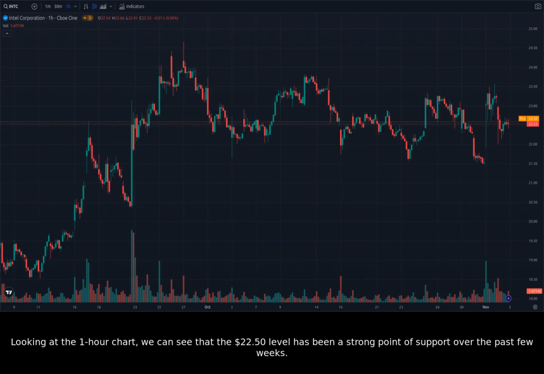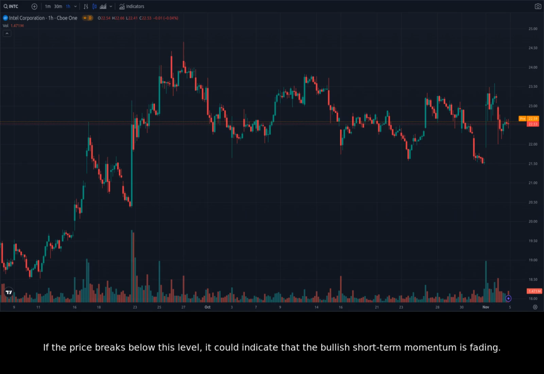Looking at the one-hour chart, we can see that the $22.50 level has been a strong point of support over the past few weeks. The price has bounced off this level multiple times, indicating that buyers are stepping in to support the stock at this price. If the price breaks below this level, it could indicate that the bullish short-term momentum is fading. However, if the price can hold above this level, it could signal a continuation of the upward trend.